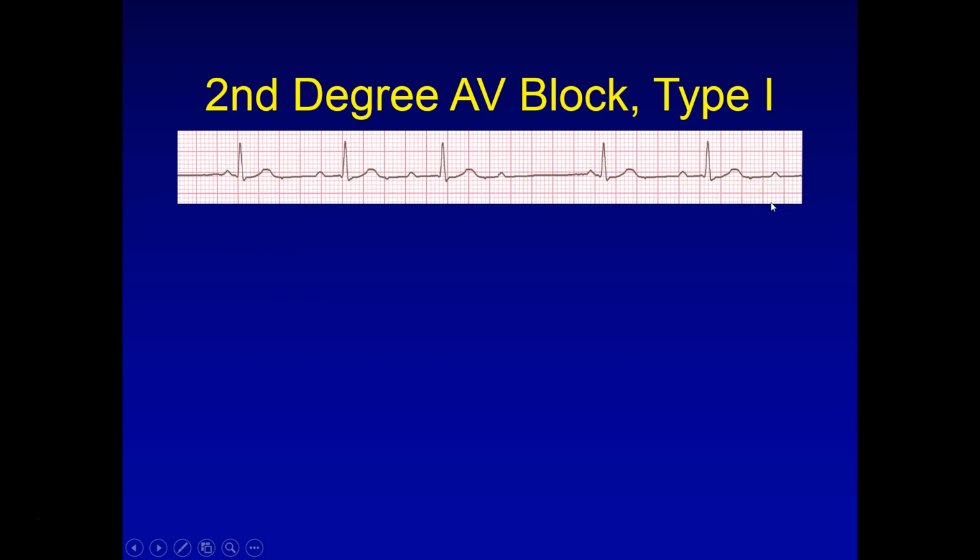The defining characteristic of second degree AV block type 1, Mobitz 1, or Winky Bach, is prolongation of the PR interval that progressively gets longer until you drop a beat. We usually do absolutely nothing for this. This is pretty benign. You just watch your patient, watch the blood pressure, but it doesn't require any immediate intervention.